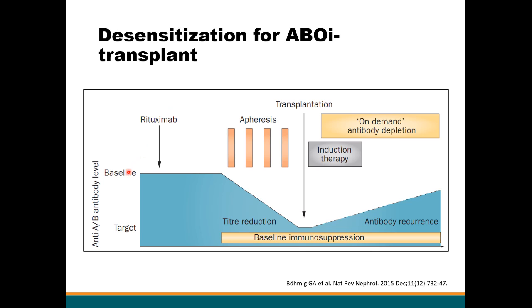The baseline ABO antibody level was first determined and then reduced by various techniques including rituximab and apheresis techniques. When the antibody level drops down below a certain threshold, transplantation is performed. In case of antibody rebound after transplantation, additional antibody depletion and immunosuppression is applied. You can notice that the medical decisions are largely dependent on antibody level. Then, how can you measure the antibody levels?